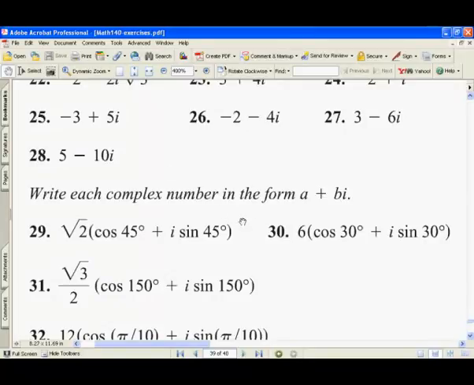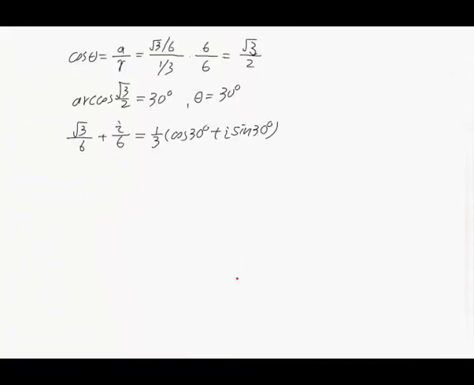And this time we need to convert this trig form to this a plus bi form. Okay. So write this complex number in the form a plus bi. So that's page 622, problem 30. We have 6 times cosine 30 degrees plus I times sine 30 degrees.